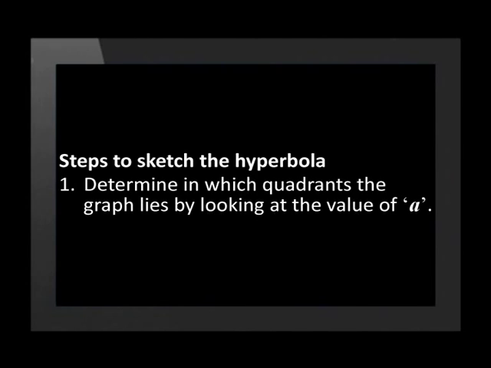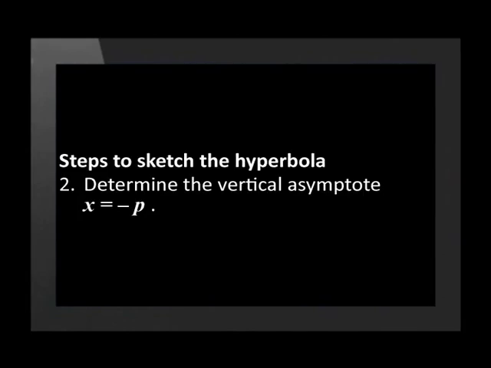We are going to learn how to sketch the hyperbolic function. Here are 6 simple steps to help us draw the sketch. Step 1 is to determine in which quadrants the graph lies by looking at the value of a in the equation. Next, we determine the vertical asymptote by letting x be equal to negative p.